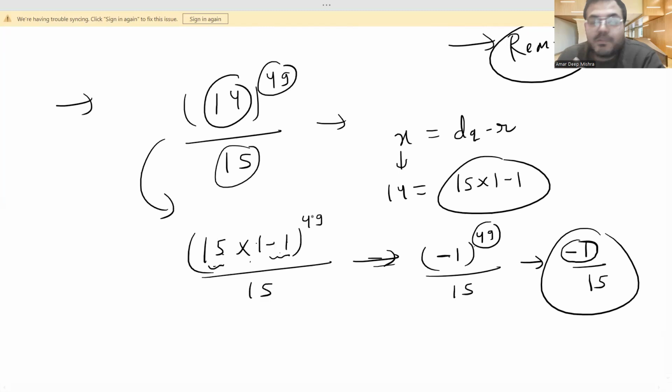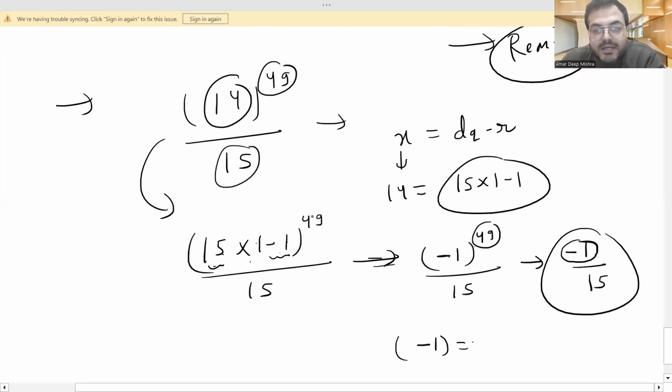But I told you in the previous video that if you are getting a negative remainder, you don't have to write that value as your answer. You have to write the positive value of remainder as the answer. So minus 1, this is the negative remainder. How can you get a positive remainder from a negative remainder?